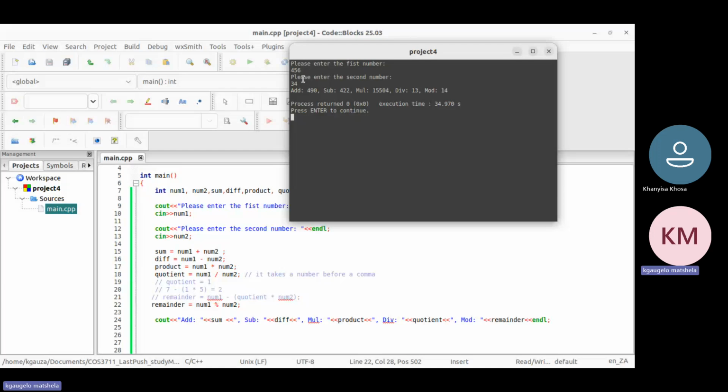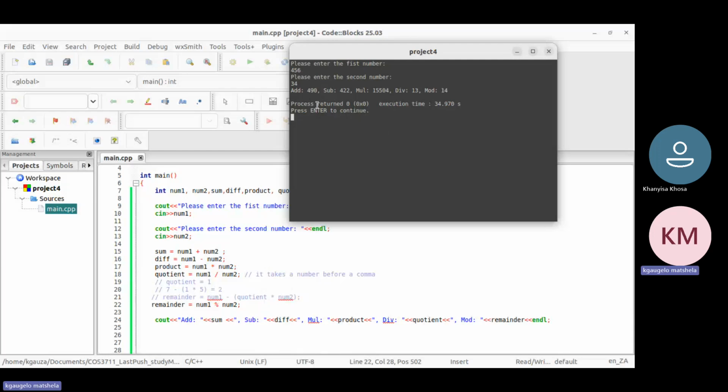First of all you have to know how many times this 34 goes inside 456. Then after that, when you know how many times it goes there, the ones that remain, that's your remainder. You get me? Yeah, that's why we use the quotient there.